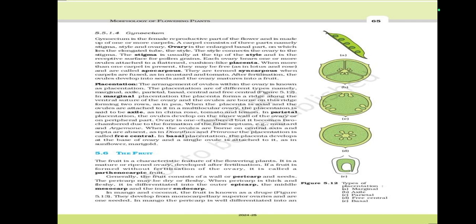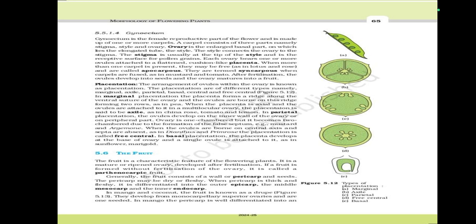In marginal placentation, the placenta forms a ridge along the ventral suture of the ovary, and the ovules are borne on this ridge. When ovules are attached to the central axis in a multilocular ovary, the placentation is said to be axile, as in China rose, tomato, and lemon.